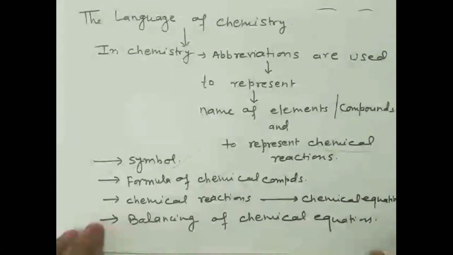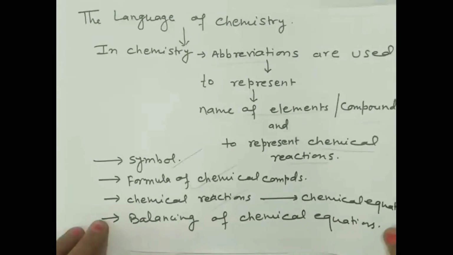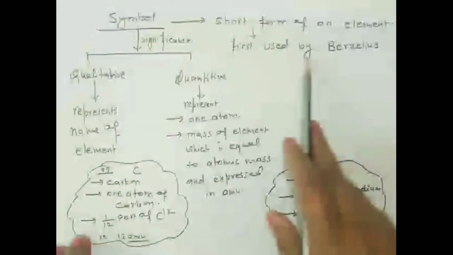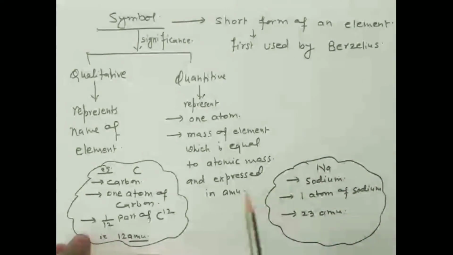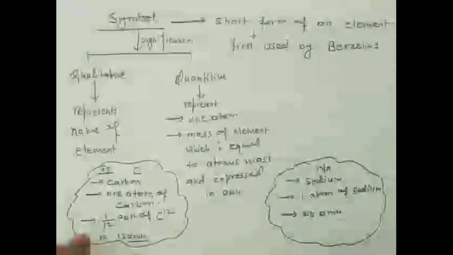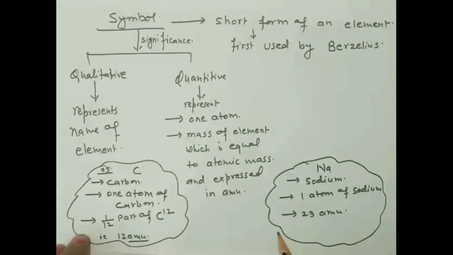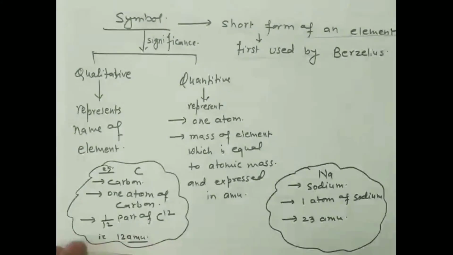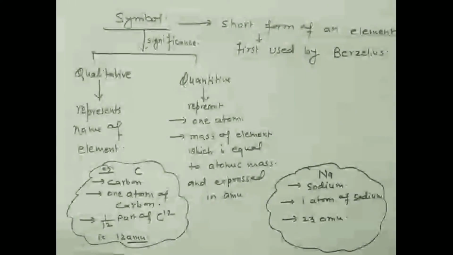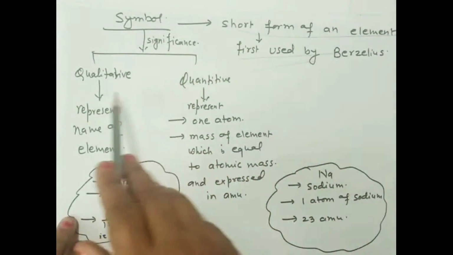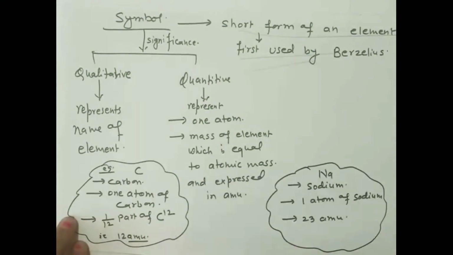So, let us come to the first part of the language of chemistry, that is symbol. A symbol is the short form of an element and it was first used by Berzelius. He is the Swedish scientist and he used alphabetical letters for the first time to represent the name of an element, which is called a symbol. So, what is the significance of a symbol? What information do we get from the symbol? A symbol provides us two types of information.